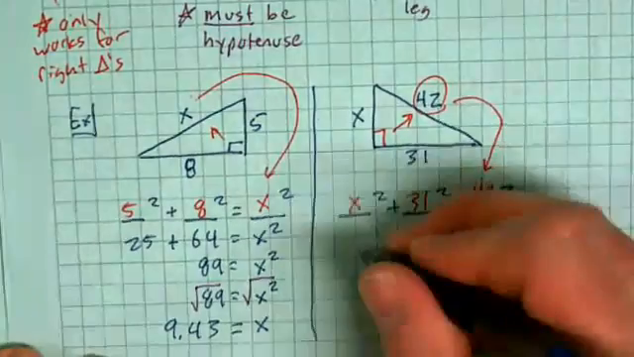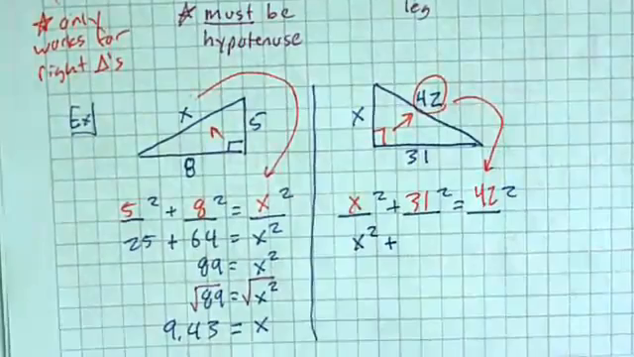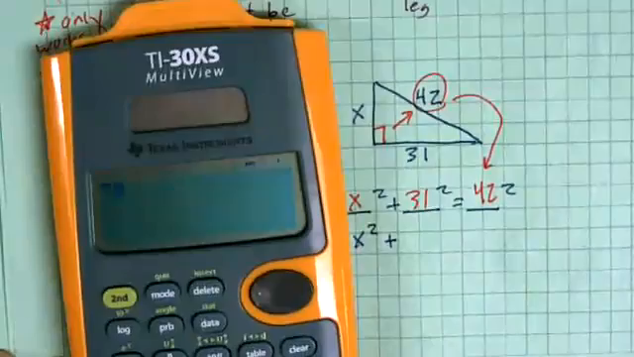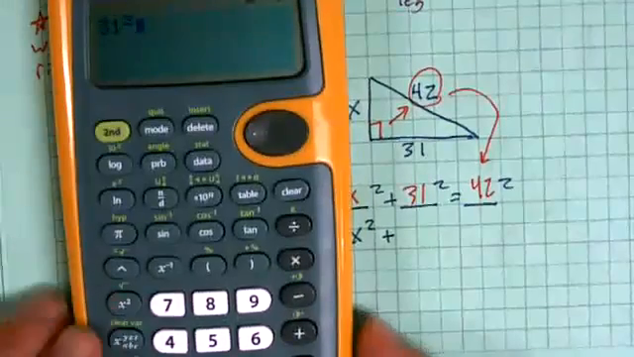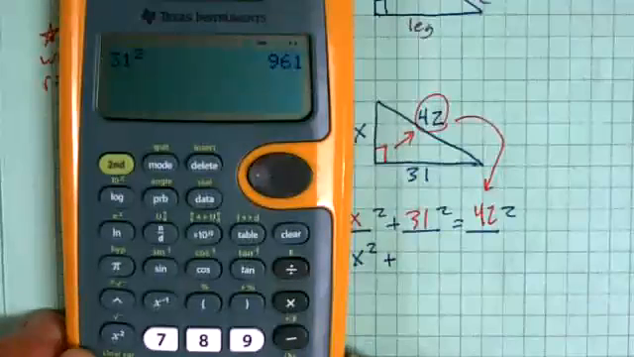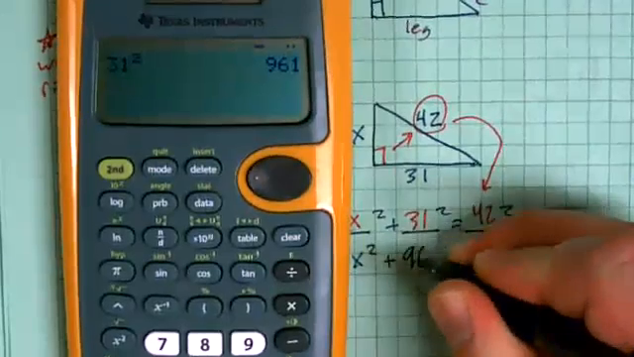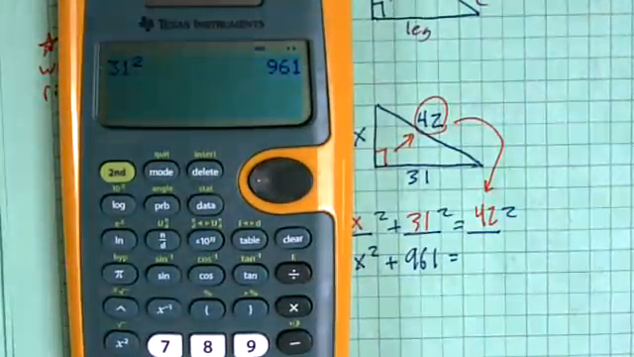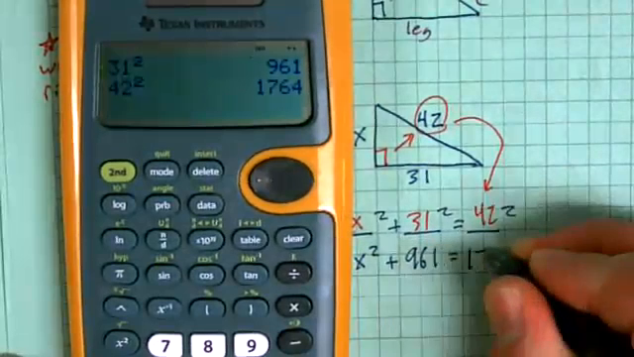So let's simplify. X squared, I don't know what X is, so that's going to have to stay X. I don't know what 31 squared is, but my calculator does. It's just 31 times 31. My calculator has a square button on it, so that'll make my life a little bit easier. 31 squared. If yours doesn't, though, you can just do 31 times 31. That's 961. 42 squared, I have no idea. I'll let the calculator do the work. 1764.